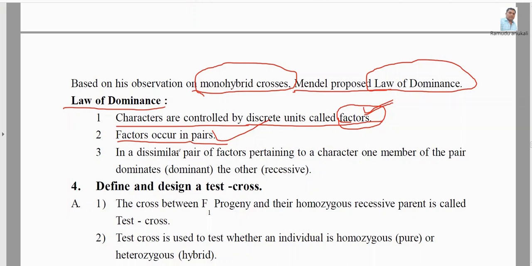In a dissimilar pair of factors pertaining to a character, one member of the pair dominates, and the other one is the recessive. When you take a dissimilar pair of factors, if the 2 factors are different, one of them is the dominant one. For example, here capital T is the dominant and small t is the recessive. In this way, we have completed the third question.